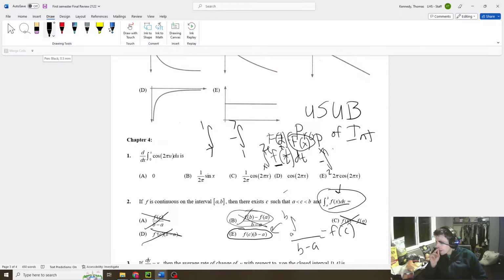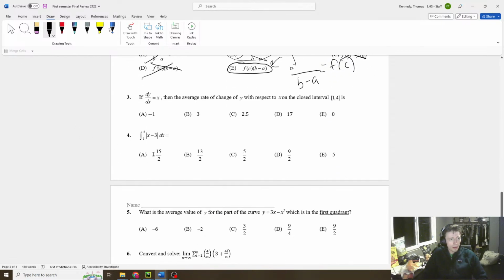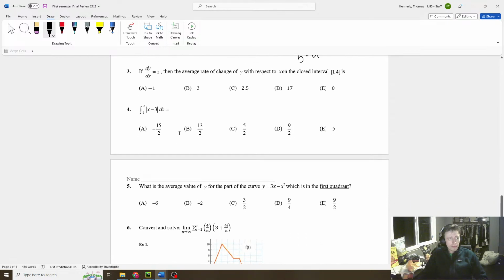Okay. Can you do chapter 4, question 4? Yeah. Okay. So, there are a few different ways to think about this. First, we don't integrate absolute values at all. We just can't. We just don't.